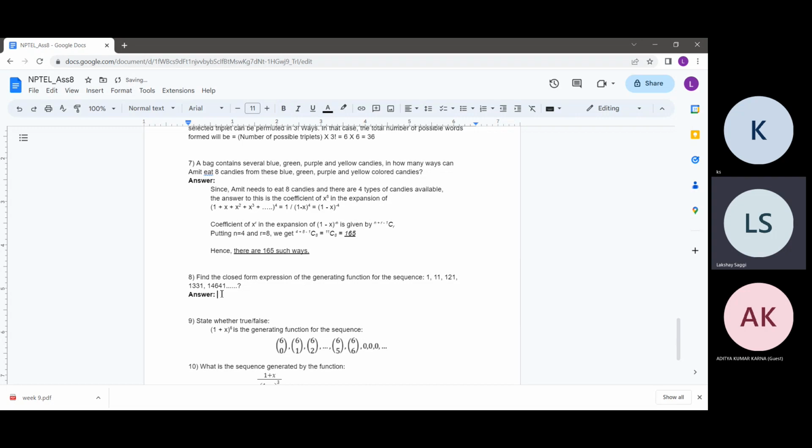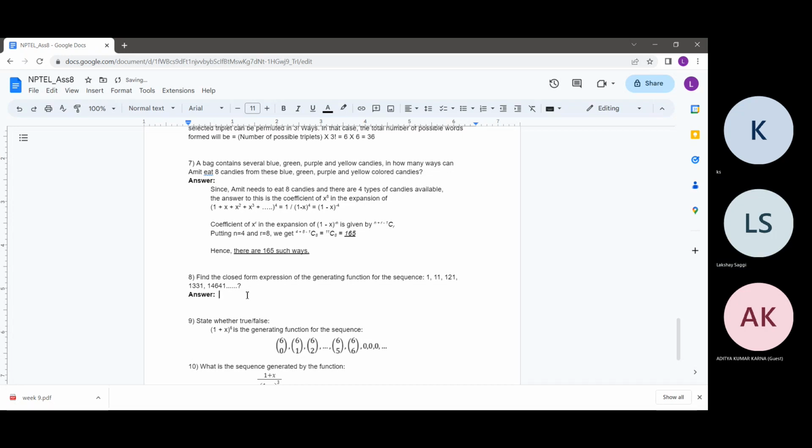The eighth question is asking: find the closed form expression of the generating function for the sequence 1, 11, 121, 1331, 14641, and so on. It's easy to see what this sequence is. This is nothing but 11 to the power 0, 11 to the power 1, 11 squared, 11 cubed, 11 to the power 4, 11 to the power 5, and so on.